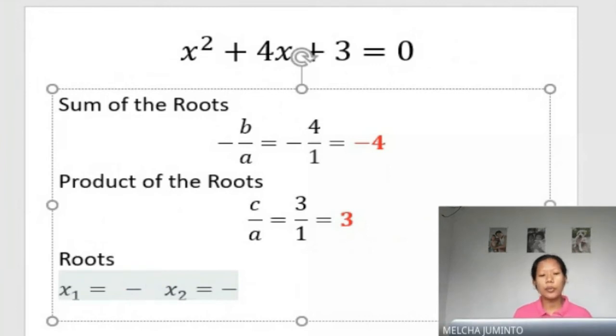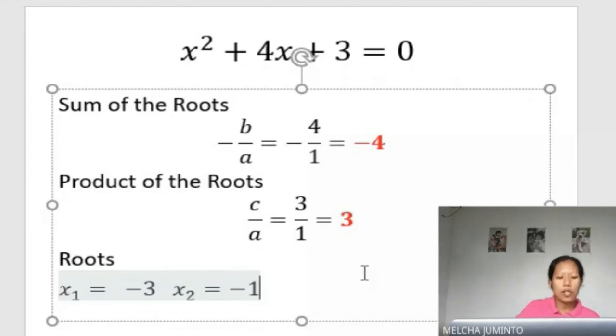Can you think of two numbers? Once you add, okay, very good, Havana. So, it will be negative 3 and negative 1. Because once you add negative 3 plus negative 1, the result is negative 4. And once you multiply negative 3 and negative 1, the product is positive 3.